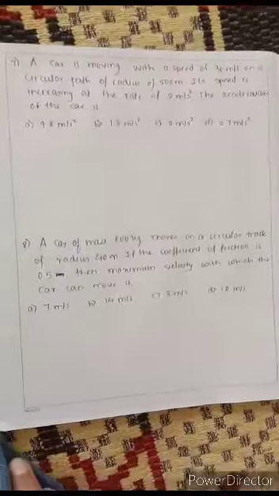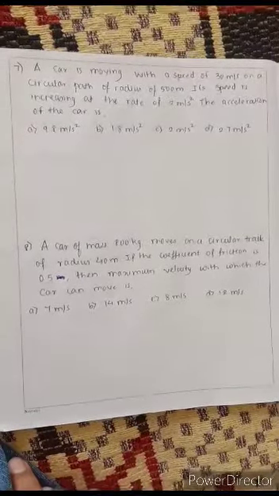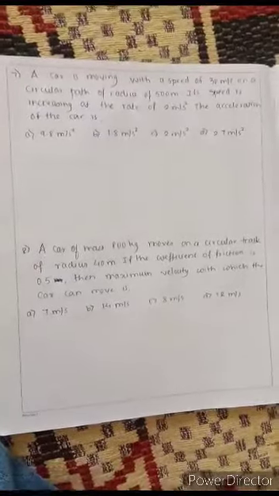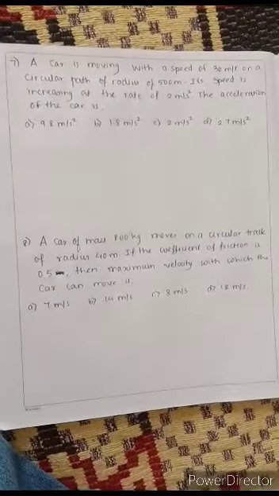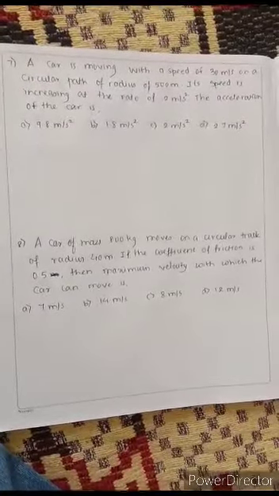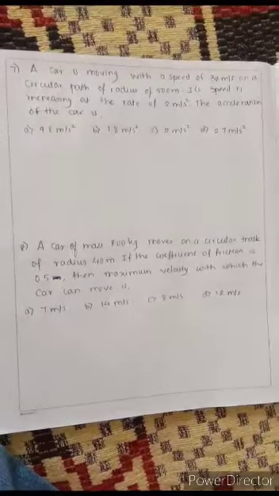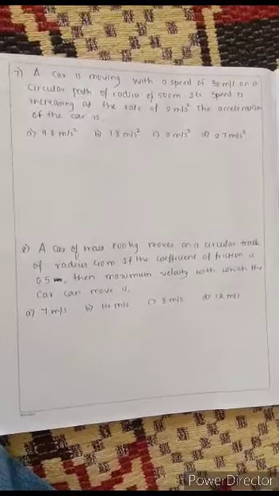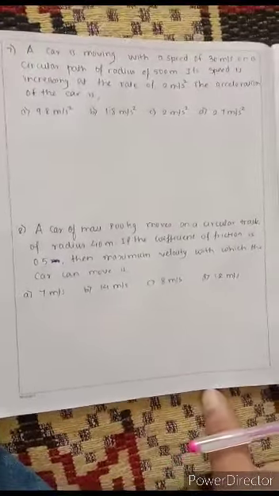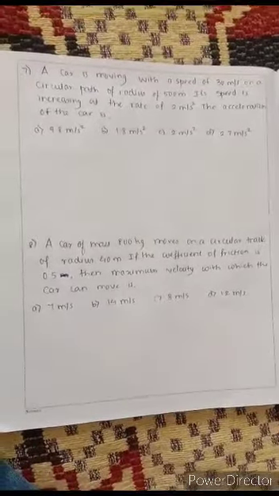So next problem, we have a car moving with a speed of 30 meters per second on a circular path of radius 500 meters. Its speed is increasing at a rate of 2 meters per second square. The acceleration of the car is. Okay, now this is again a quite simple problem. I'll just tell the formula for you, and now I think you should solve the problem.